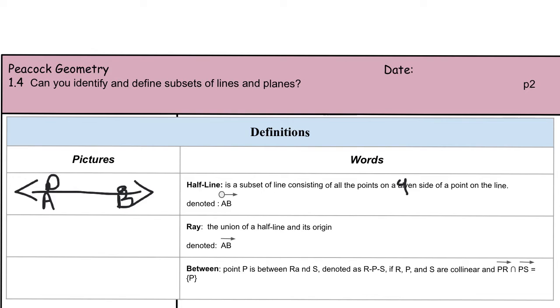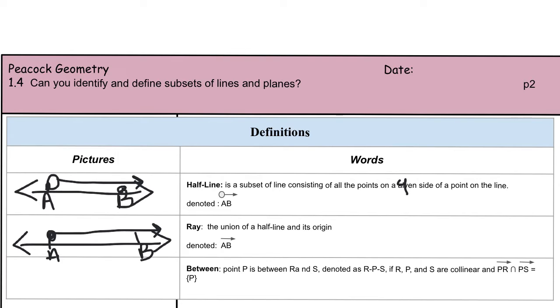Which brings me to my next definition, ray. Ray is the union of the half line and its origin. So in this case, it's that same line, A and B, but this includes the point A and goes that direction. If this looks familiar, it's because, remember, in algebra, when we're doing greater than, less than, graphing with numbers, the first half line does not include A, so it would be all points greater than A. The ray includes A, so it's all points greater than or equal to A.